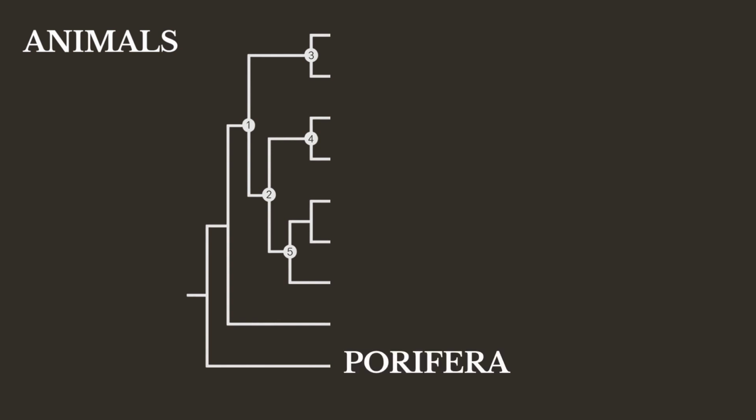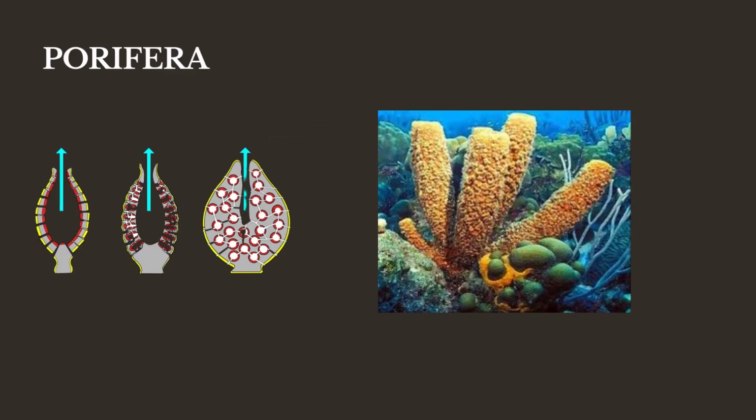Let's start with Porifera. They have no real tissues or organs and they filter water for food. They live in the ocean. This is your basic sponge. There are a lot of different types, but most of them are recognizable as just a sponge.